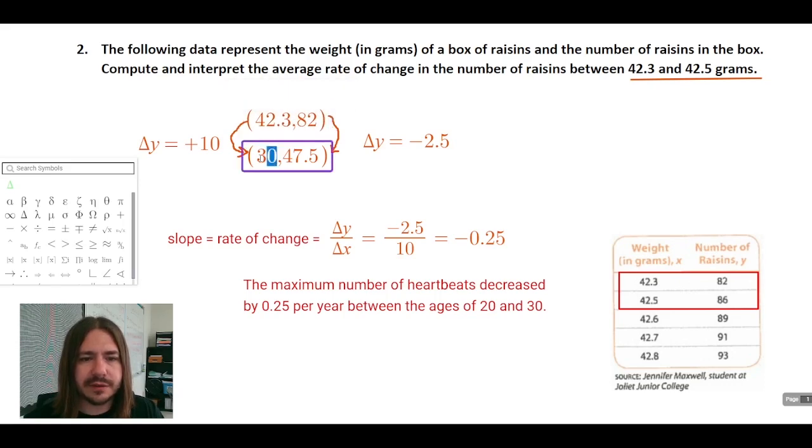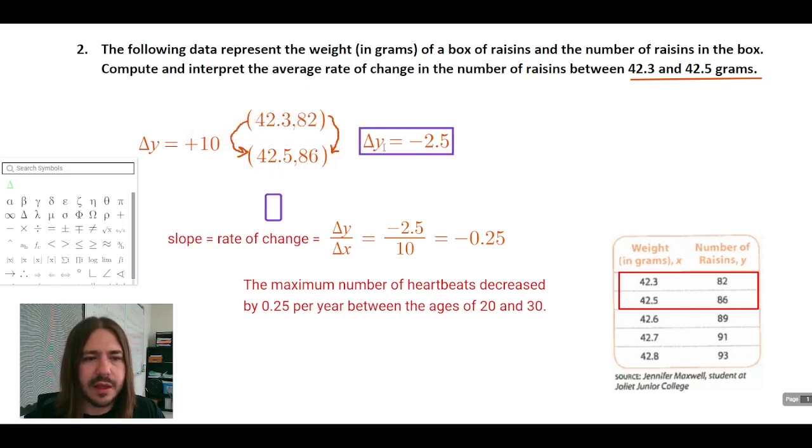And when the box weighs 42.5 grams, there are 86 raisins. So let's look at the rates of change here. Now, if you're not really sure, well, this one's pretty easy, right? From 82 to 86, my change in y is going to be plus 4. But feel free to use a calculator if you're just not sure. You can just subtract, 86 minus 82 to get this.